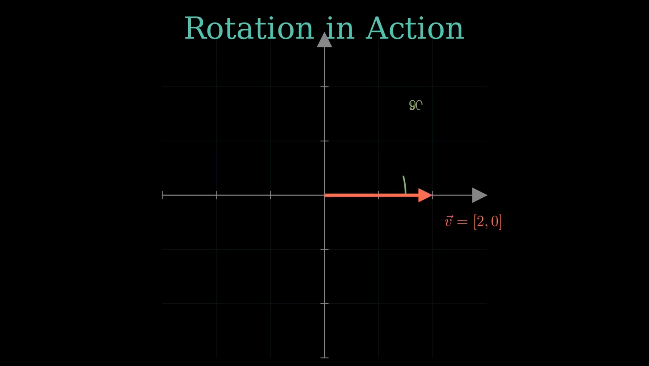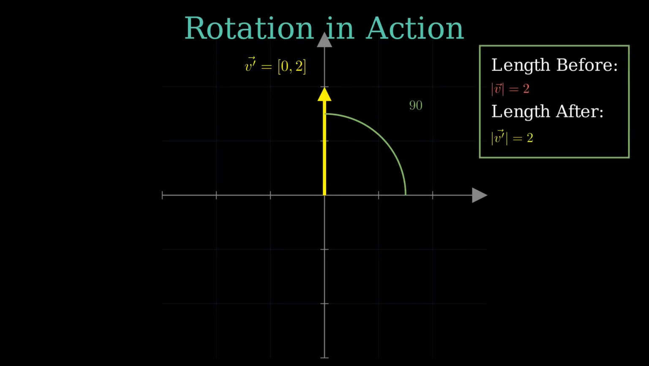Here's our original vector pointing to the right. Now watch it rotate 90 degrees counterclockwise. The key property: rotation preserves length. The vector is the same size, just pointing in a new direction.